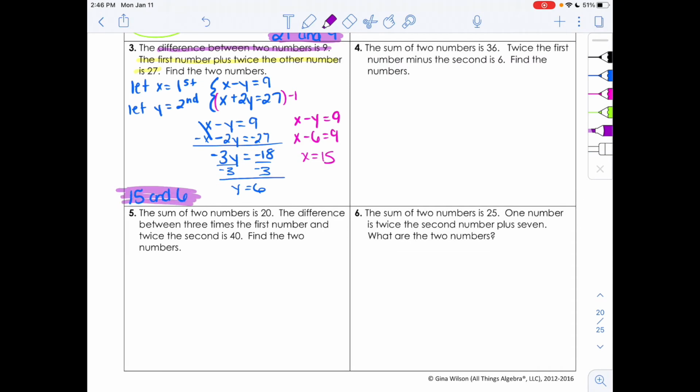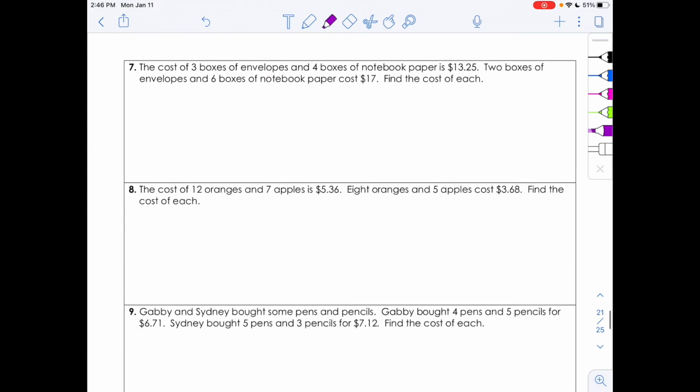And I know that this is true because if I look at the problem, the very first statement says the difference between the two numbers is 9. And if I subtract 15 minus 6, I do get 9. Go ahead and highlight 4, 5, and 6. And on the next page, let's take a look at some other types of examples.